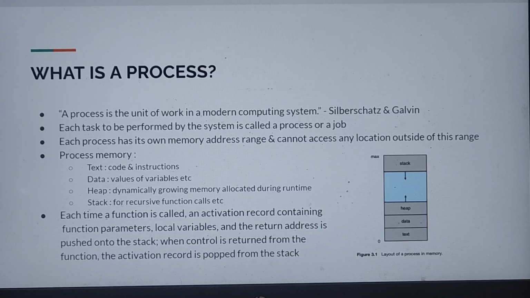Stack again is also dynamic. If you look at the diagram, you'll see that for heap and stack there are arrow marks which denote that the size is dynamically growing. And this is for recursive function calls and mostly anything that's of a meta nature.